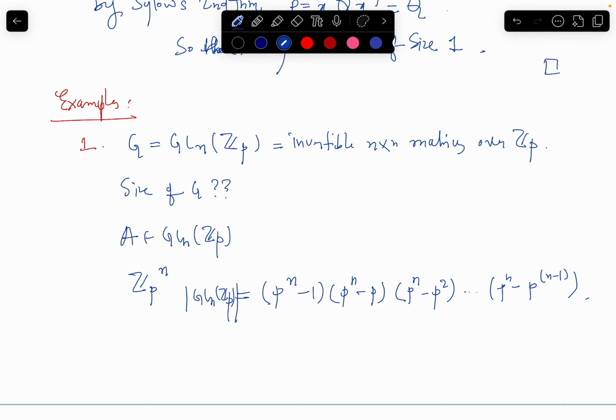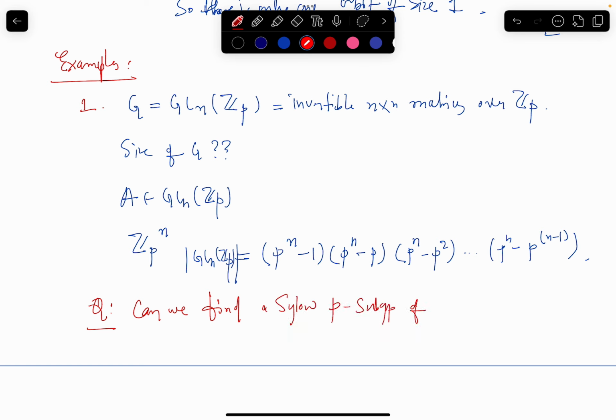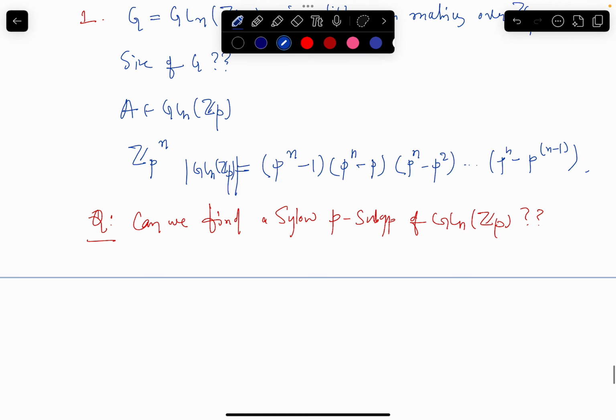So the question that we want to ask is, can we find a Sylow p subgroup of GL_n(Z_p)? So it turns out that we actually can. It depends on the size of GL_n(Z_p).